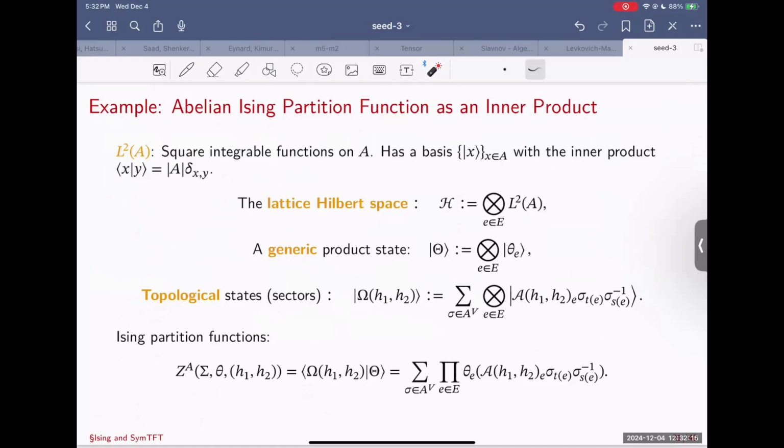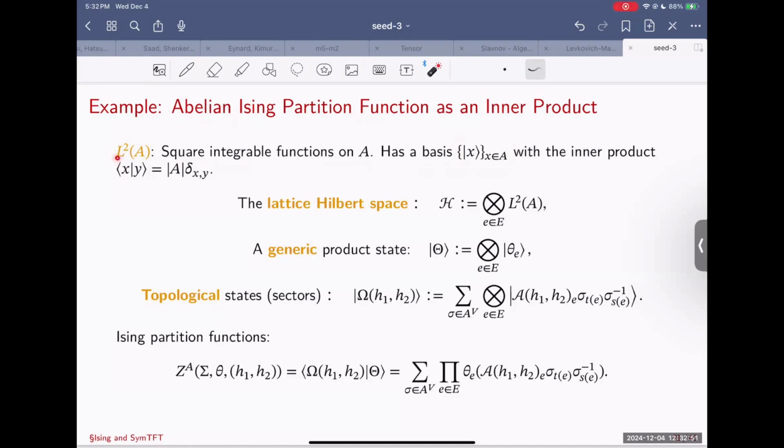So the first question that we must answer, as a proof of concept, is: can we always write down the partition function of an Ising model as an inner product between two states in some Hilbert space? We can check this in the case of the simplest theory, which is the abelian Ising model. So let's again consider the abelian Ising model with global symmetry A. Let L2(A) be the space of square integrable functions on A, which has the basis given by the elements of A.